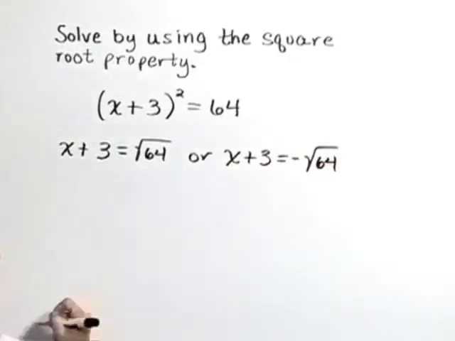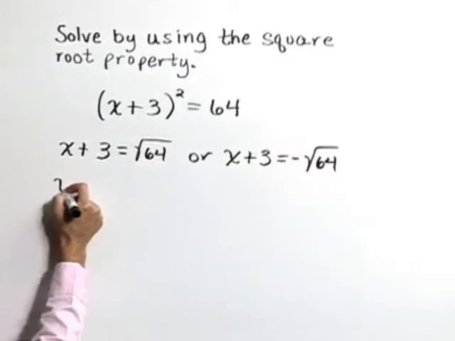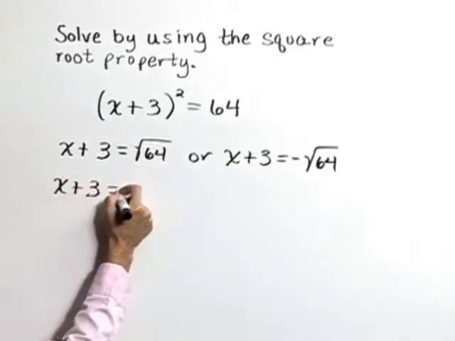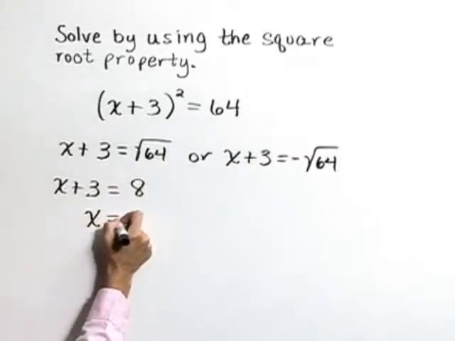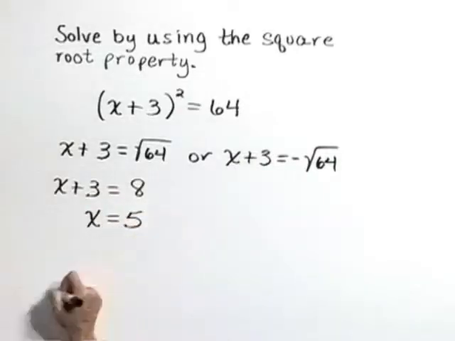Now let's solve each unique equation. x plus 3 is equal to the square root of 64, which is 8, so we have a possibility over here of x equal to 5.